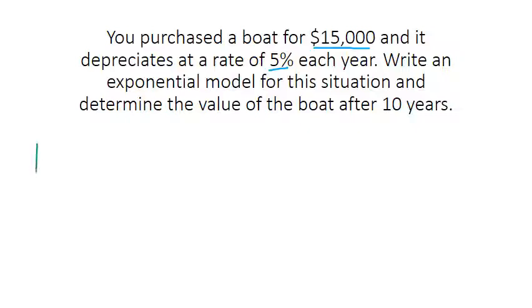So again, we're using our exponential growth slash decay model. So it should look something like this, where P is my final value and A is my initial value, R is my growth or decay rate, and T is the number of years that this has been growing or decaying. So obviously we started with $15,000 value on the boat, so that's going to be my A value. So we'll put in 15,000 here.